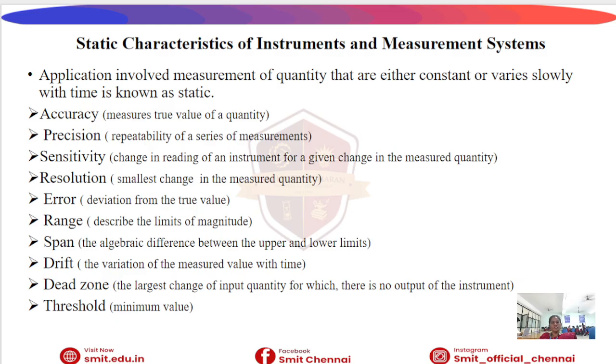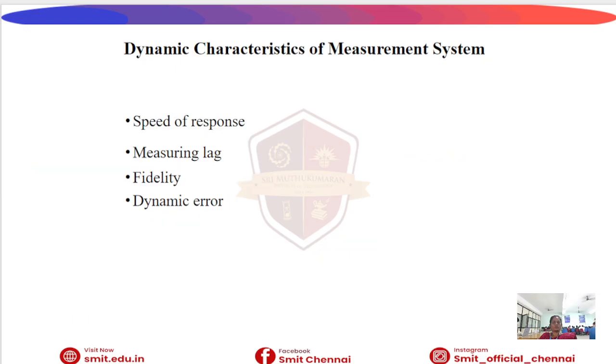Error is the deviation from the true value. Range is the minimum and maximum measurable values. And the span is the difference between the upper and lower limits. Drift is the gradual change in reading with time. Dead zone is the region where no output is produced. And last one, threshold is the minimum input required to produce output.